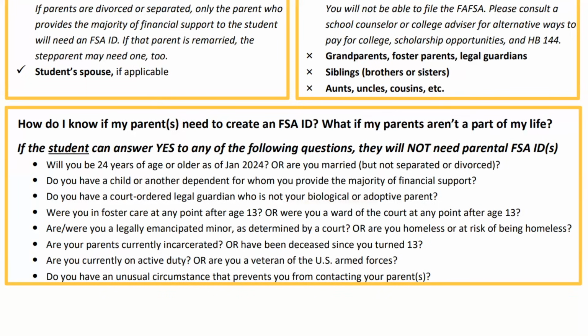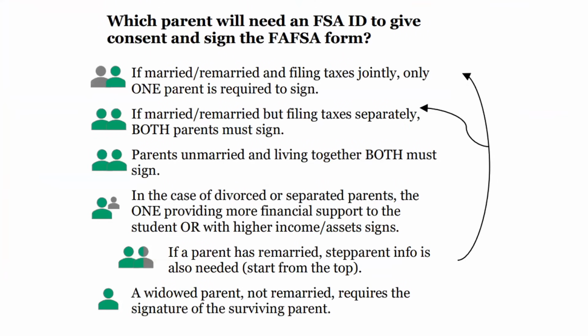If you answer yes to any of these questions, you might be considered independent and won't need to provide parental information on the FAFSA. However, if you were unable to answer yes to any of these questions, you're considered a dependent student and will require parental information on the FAFSA. For dependent students, which parent needs an FSA ID to provide consent and sign your FAFSA form? To assist you, we have a flowchart available. Please pause the video to review the flowchart and determine who your contributing parent or parents are.